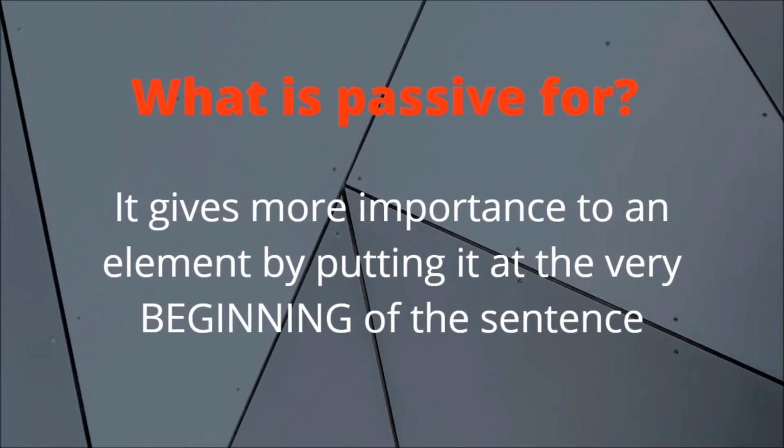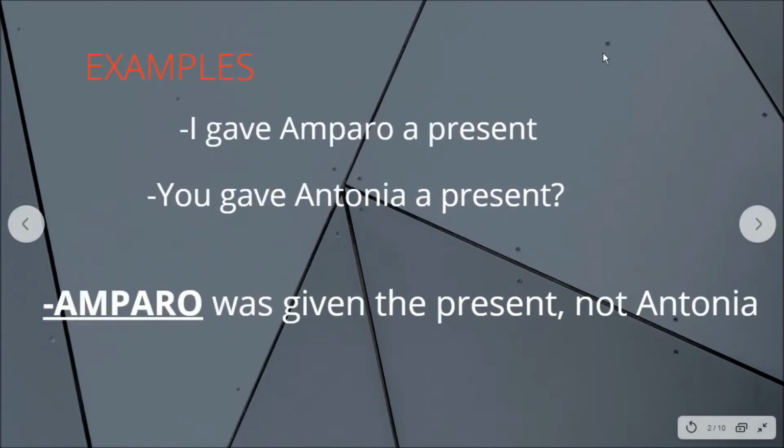Well, first things first, what is this passive structure for? Passive structure gives more importance to an element by putting it at the very beginning of the sentence, so it's an emphatic structure. These are some examples. I gave Amparo a present. You gave Antonia a present? No, Amparo was given the present, not Antonia. So here, as you can see, Amparo is being highlighted because it appears at the very beginning of the sentence.